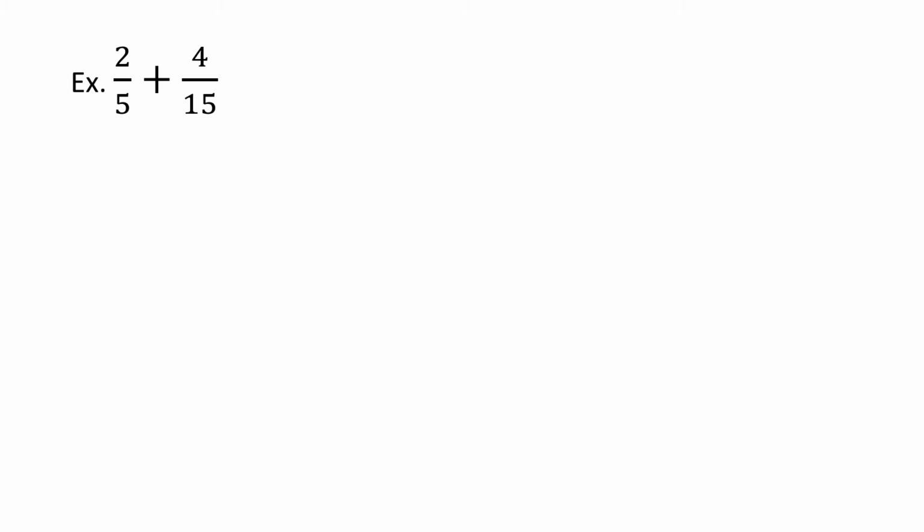Now, how do we do the right thing anyway? The first thing is you find the LCD. So what is the LCD of 5 and 15? Well, we're going to use the bigger denominator, in this case 15, to find multiples of that number. So let's start with 15. Can 5 go into 15? Yes. 3 times 5 is 15. So your answer is 15.